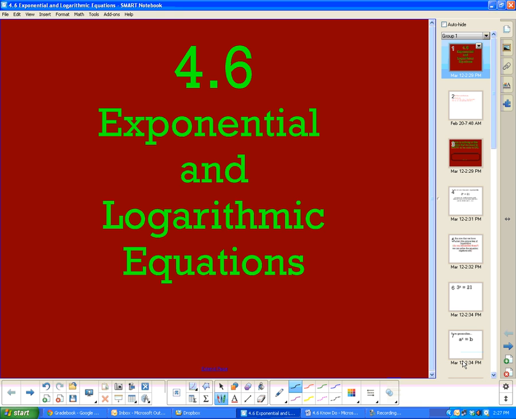Hi kids, this is Mr. Flamino. I'm going to be taking care of a little introduction to our last section in Chapter 4, 4-6, Exponential and Logarithmic Equations. This section is going to tie up all the loose ends, our last applications, and also give us the techniques for solving the equations that have previously been unsolvable to us.